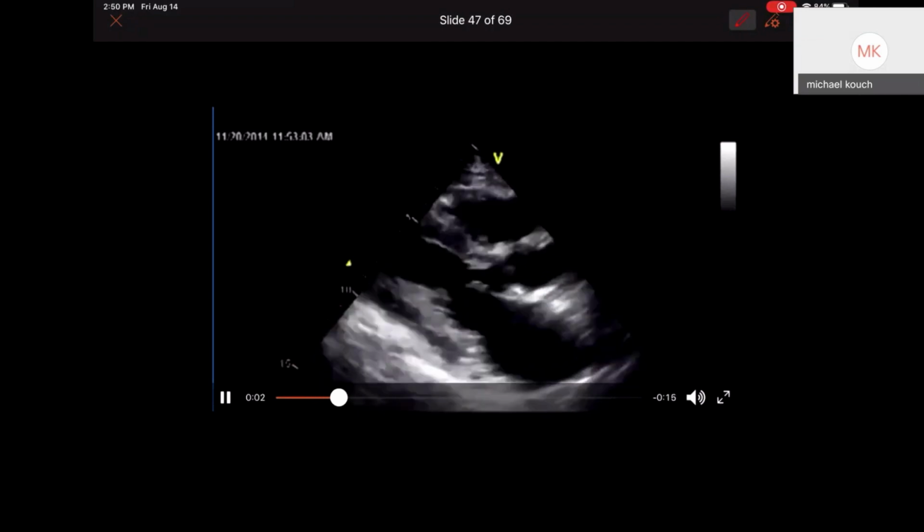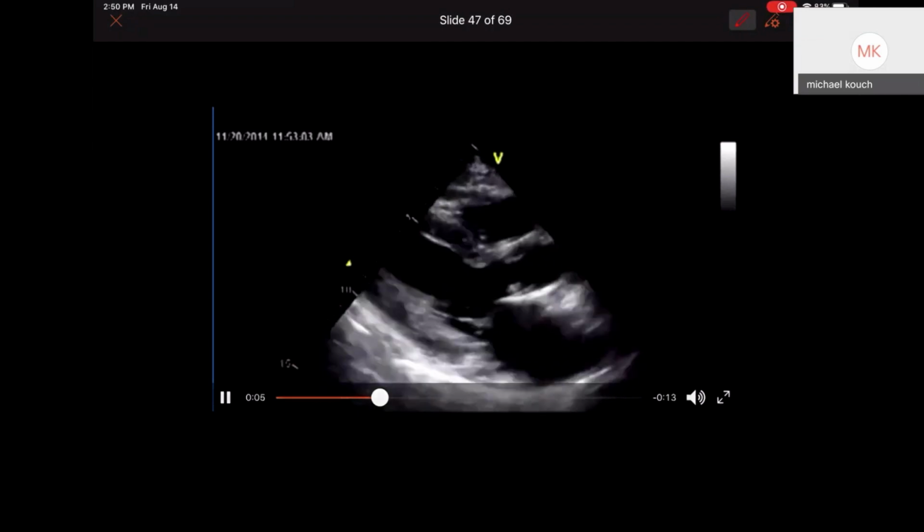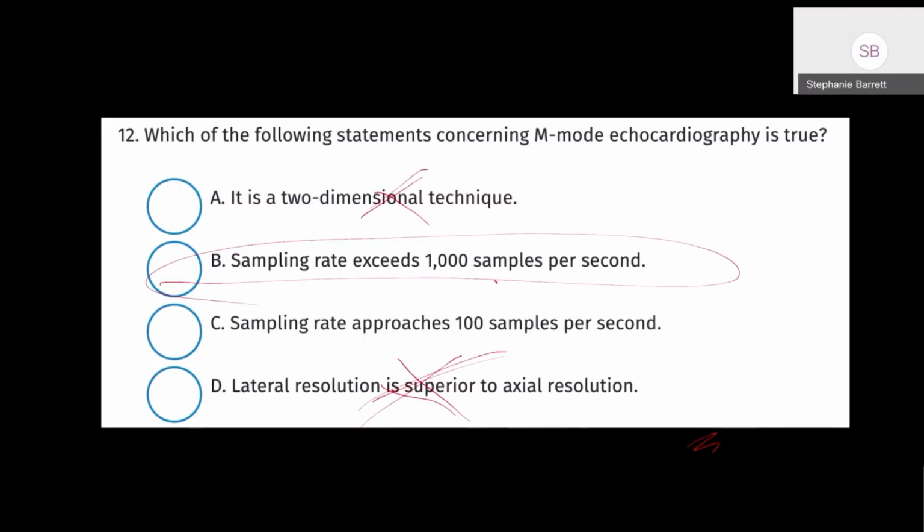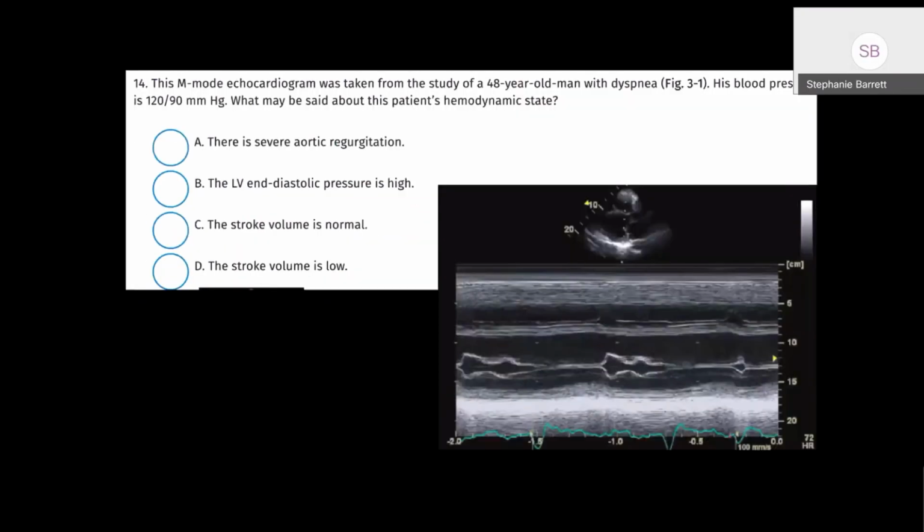Okay. So this posterior wall. Sure. Well, we'll just go on to the next question.